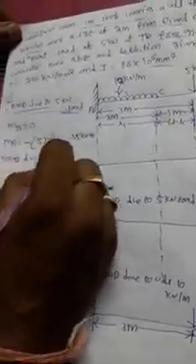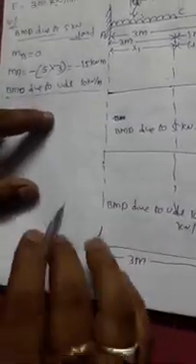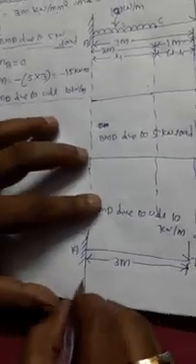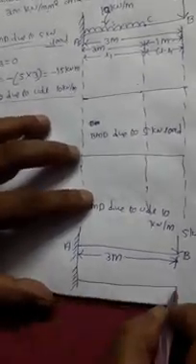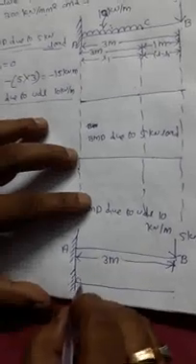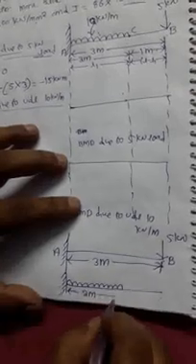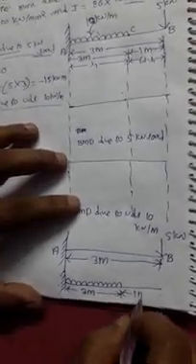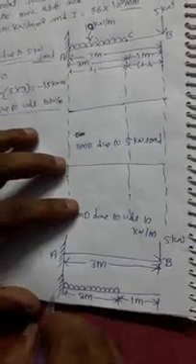due to UDL, 10 kilonewton per meter. This is the next diagram. For the UDL BMD values, you can assume a diagram like this. This is a cantilever beam, one end is fixed and the other end is free, and a UDL is acting over a span length of 2 meters, and the remaining span length is 1 meter. So this is A, this is C, and this is B.